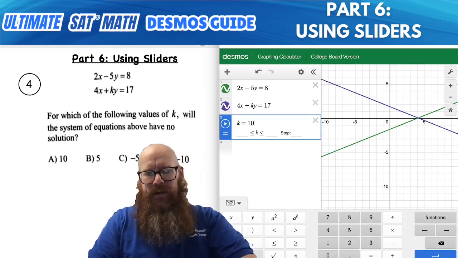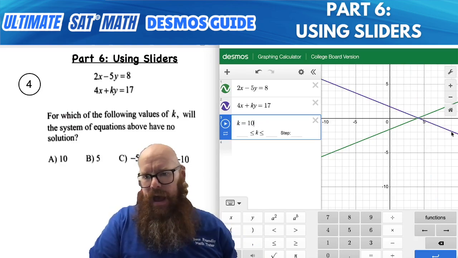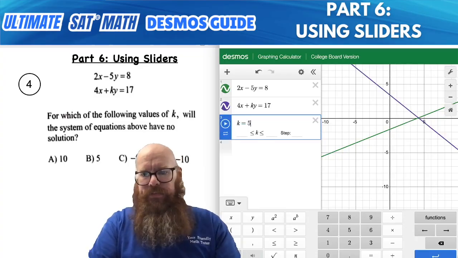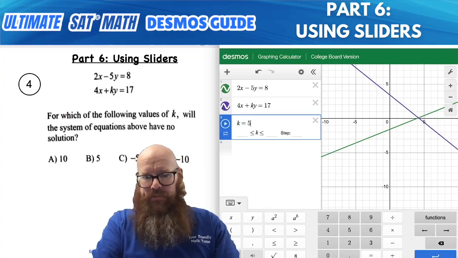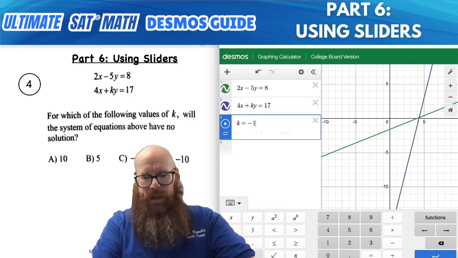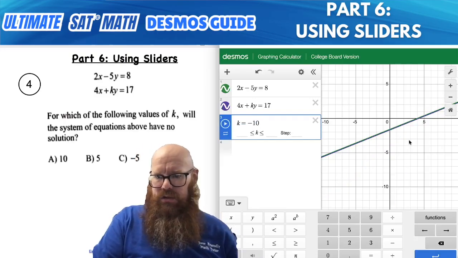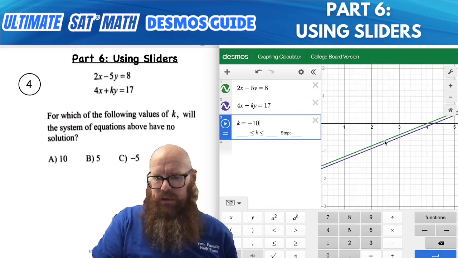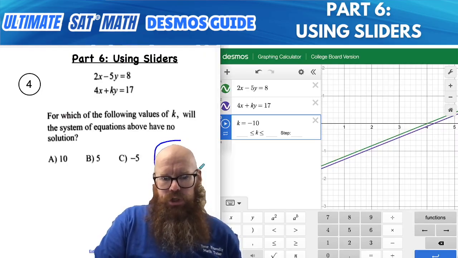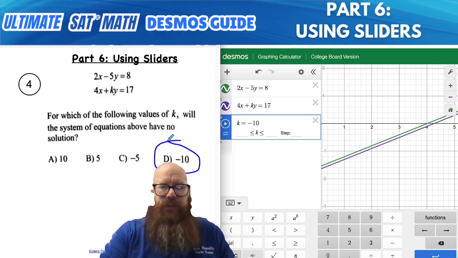When I make it 10, the first answer choice, I see I have a solution. I have an intersection point. Then I make it 5, and I again have an intersection point. Then I make it -5, and I have an intersection point. So when I make it -10, it looks like the same line, but it's not, because when I zoom in, I see they're different and they're parallel, so there will be no solutions. So the answer must be -10.